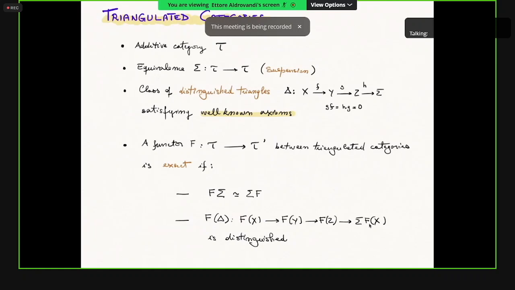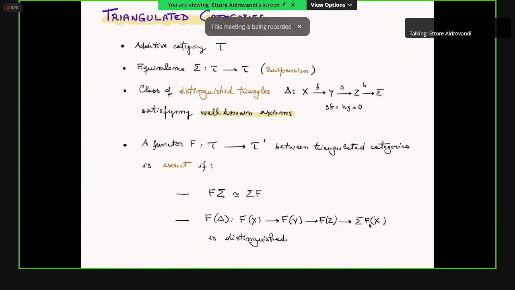And then there is a class of so-called distinguished triangles that satisfy a set of well-known axioms, and we'll actually see some of those, in particular the octahedron, at work in a couple of slides. And the other thing is that the functor between triangulated categories, I call it exact. People call it exact if it preserves essentially the suspension and preserves distinguished triangles.